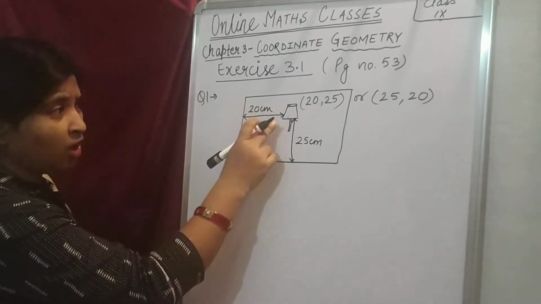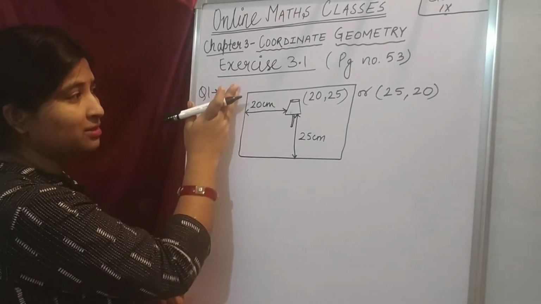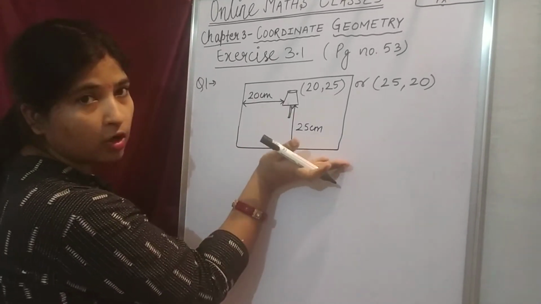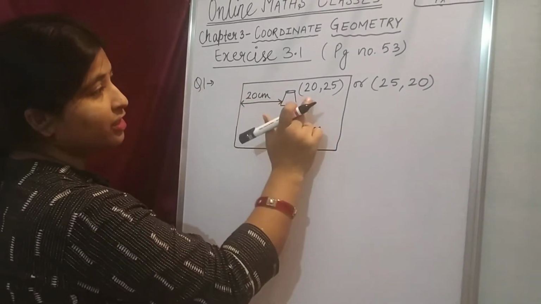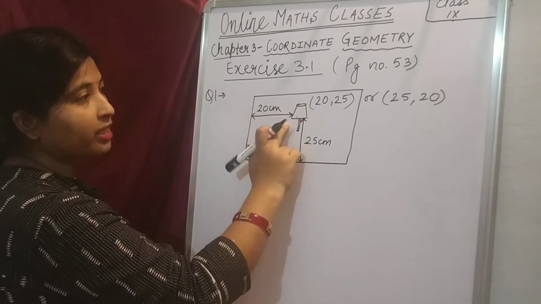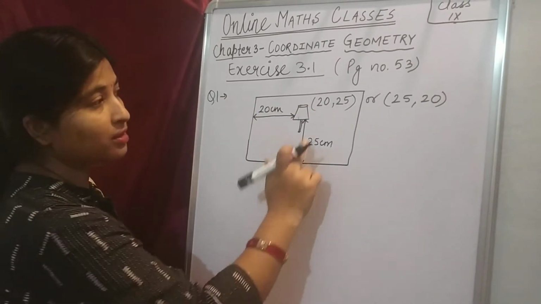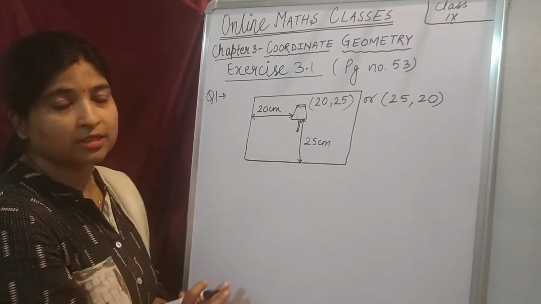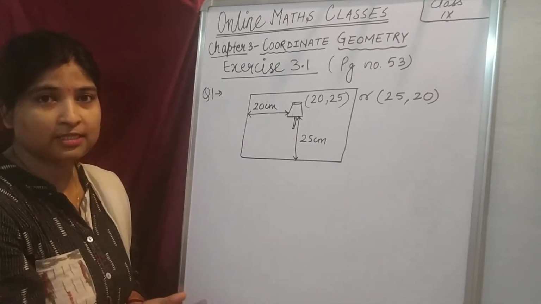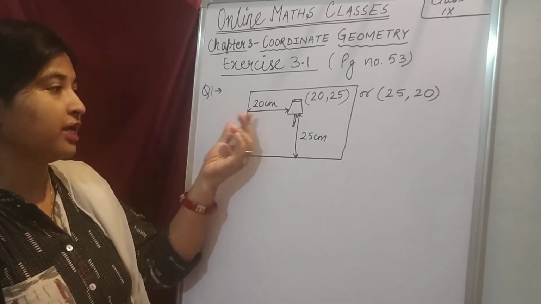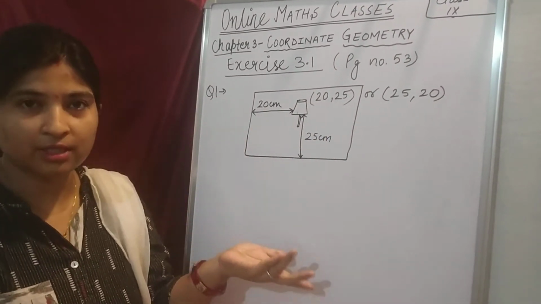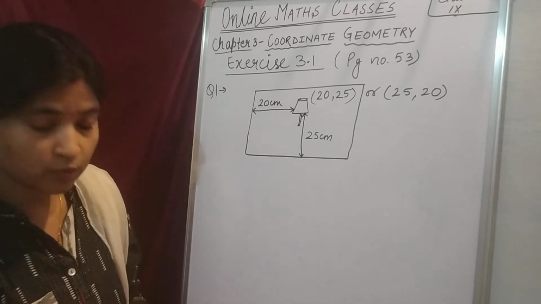So how will I represent it? This is the vertical edge of the table, this is the horizontal edge of the table. From the vertical edge of the table the distance is 20, and from the horizontal edge of the table the distance of this study lamp is 25 centimeter. I think it is very easy. You can represent it easily. You can take any other numbers also, like in place of 20 you can take 30 or anything. Now come to the second question.